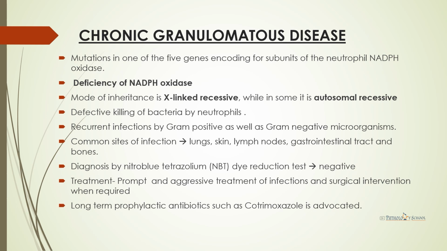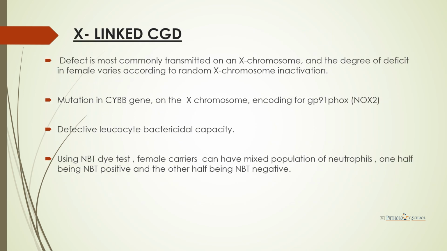Diagnosis is by the nitroblue tetrazolium dye test. Treatment is prompt and aggressive treatment of infection, with surgical intervention when required. For long-term prophylaxis, cotrimoxazole is advocated. It has 2 variants, X-linked and autosomal recessive. X-linked is more commonly found and is transmitted on the X chromosome. There is mutation in the CYBB gene on the X chromosome encoding for gp91 phox NOX2.